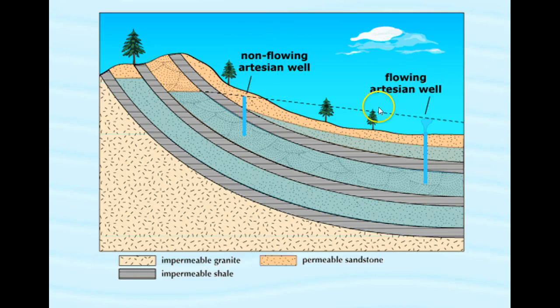And the flowing artesian well, where the pressure is great enough for the water to rise all the way to the surface and flow freely from the well. The name artesian is derived from the word Artois, which is a spot in France where such wells were sunk as early as 1126. So non-flowing wells don't make it to the surface. Flowing artesian wells make it to the surface, and the key is they both have their own pressure, so no pump is required.